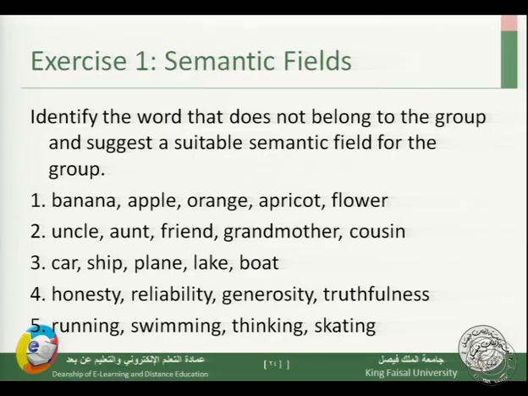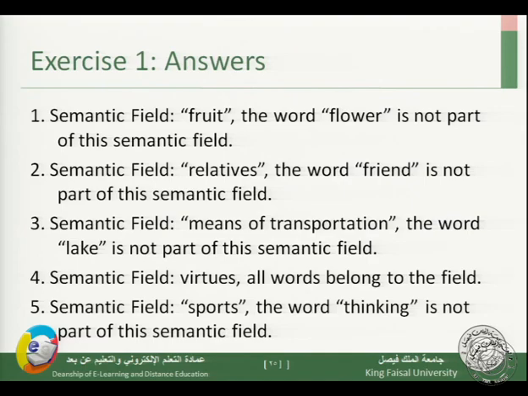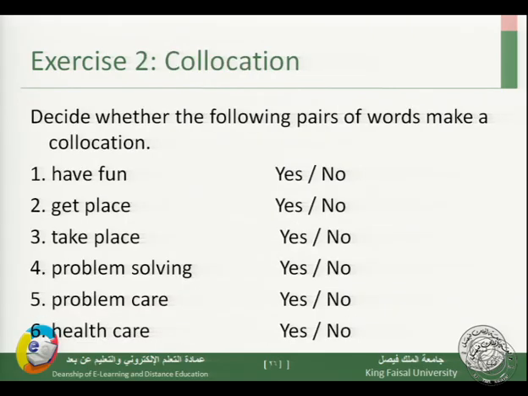Number five, running, swimming, thinking, and skating. We can easily say that thinking doesn't belong with these other words, and we can give them the semantic field of sports, or maybe exercises. Okay, so running, swimming, skating, I think sports is a good label for this semantic field. So here are the answers, and also some explanation about why we chose each semantic field and which word to take out. Hopefully you reach the same answers as we did.